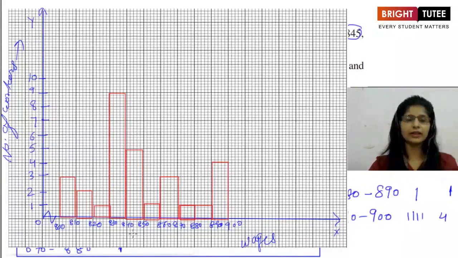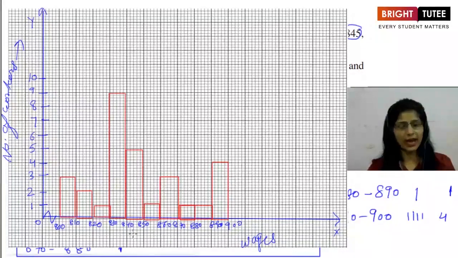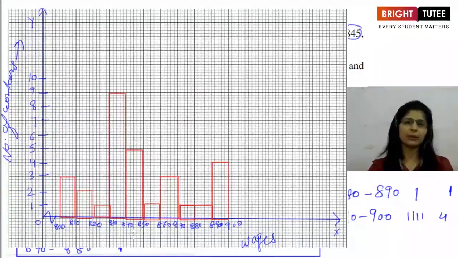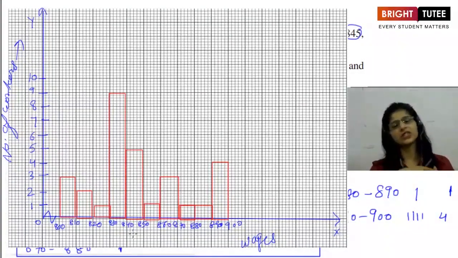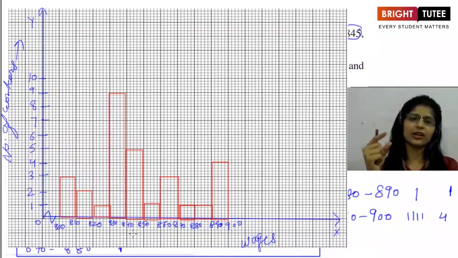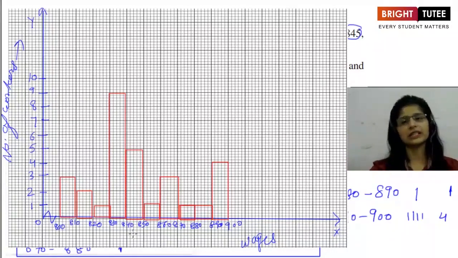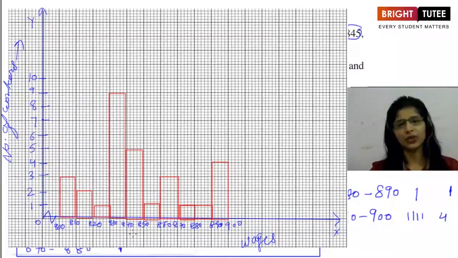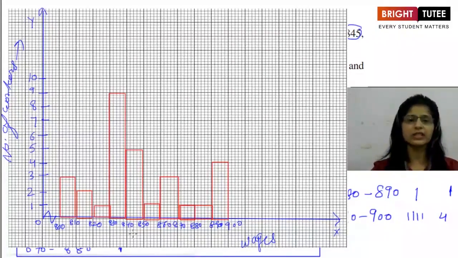So what we have done, we have made one histogram based on the frequency distribution table that we have drawn. First we made the frequency distribution table by making the classes, starting the wages from 800 and up to 900, right? So we made classes 800 to 810, then 810 to 20 and so on. Based on that we have represented information in the form of a graph also. So we can represent our information in the form of a frequency distribution table, and that helps us to form the graph, right? So this is what we had to do in this question number 4. I hope this question is clear to you.